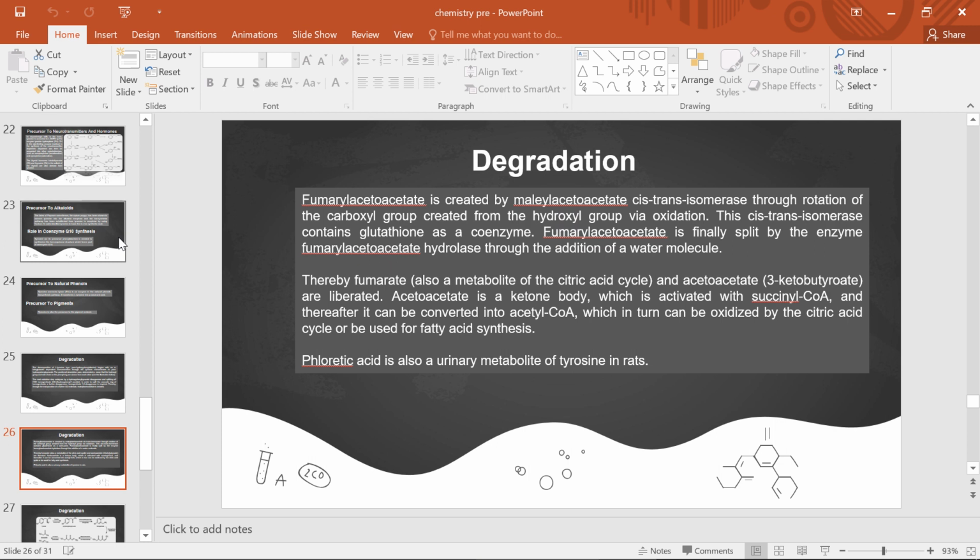This cis-trans isomerase contains glutathione as a coenzyme. Fumarylacetoacetate is finally split by the enzyme fumarylacetoacetate hydrolase through the addition of a water molecule. Therefore, fumarate, also a metabolite of the citric acid cycle, and acetoacetate, 3-ketobutyrate, are liberated. Acetoacetate is a ketone body which is activated with succinyl coenzyme A, and thereafter it can be converted into acetyl coenzyme A, which in turn can be oxidized by the citric acid cycle or be used for fatty acid synthesis. Fumaric acid is also a urinary metabolite of tyrosine in rats.